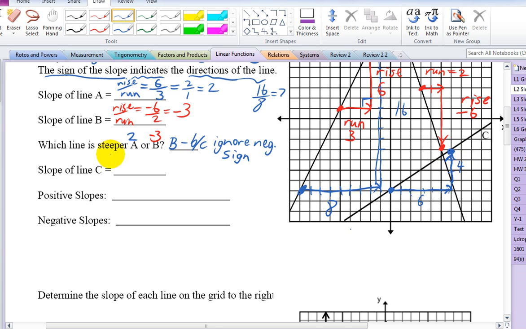So I got a rise of 4 and a run of 6. Lowest terms, 2 over 3. You'll get fractions more than you'll get whole numbers. Okay, fractions are okay for slopes.